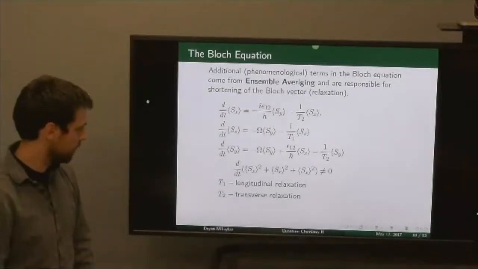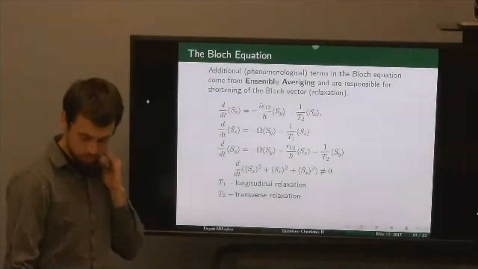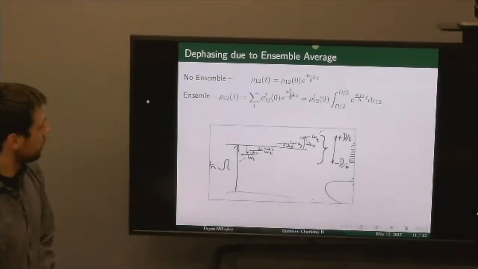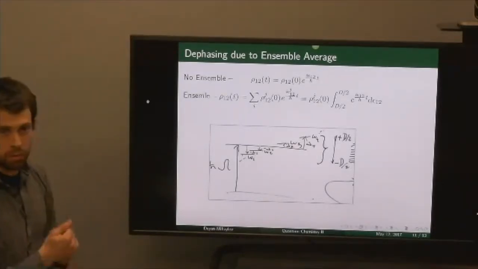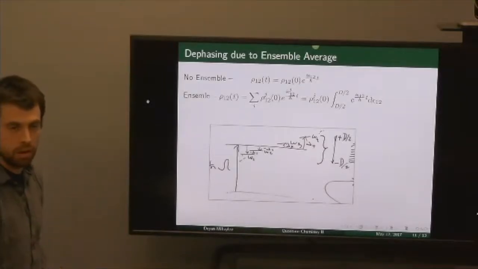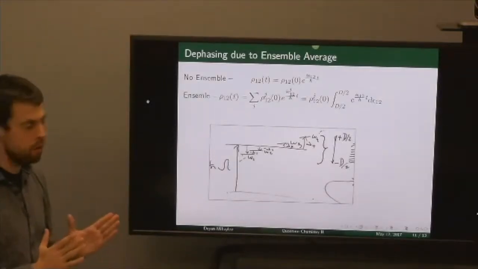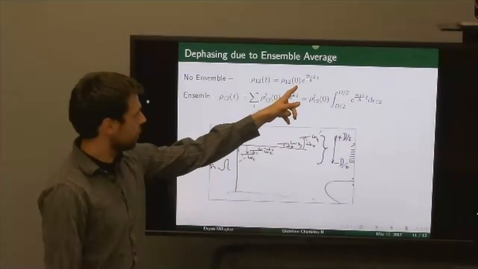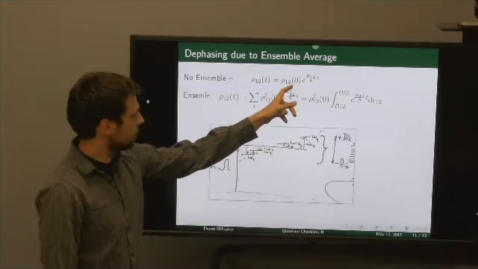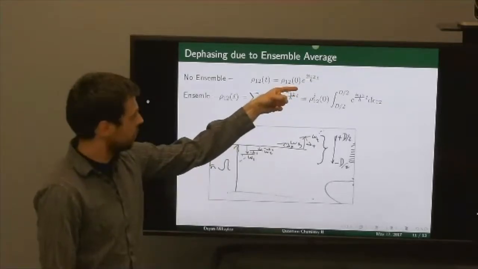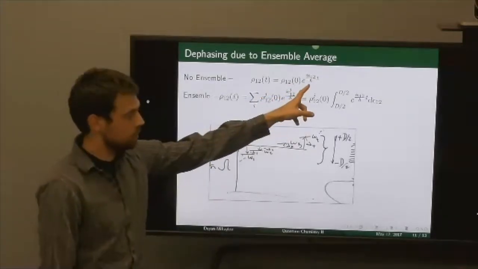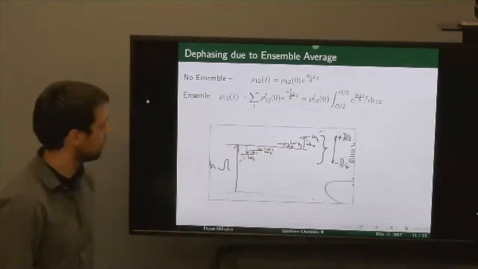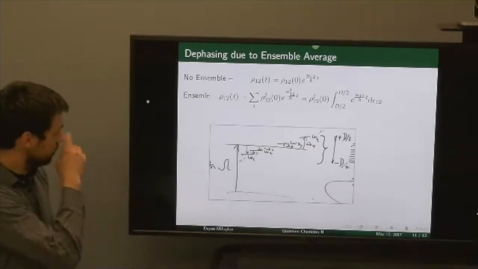called transverse relaxation, and the other one longitudinal relaxation. So when there is no ensemble, when you take a certain transition between some level 1 and 2, for example, you can write it as the magnitude of this transition at time 0 times the time dependence, which is absorbed in this exponential factor.